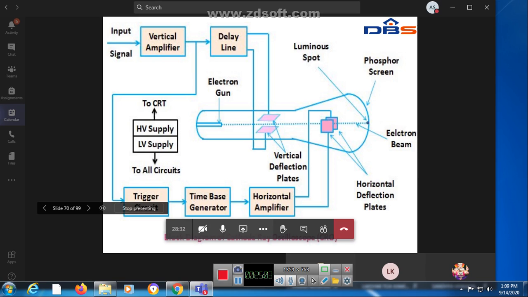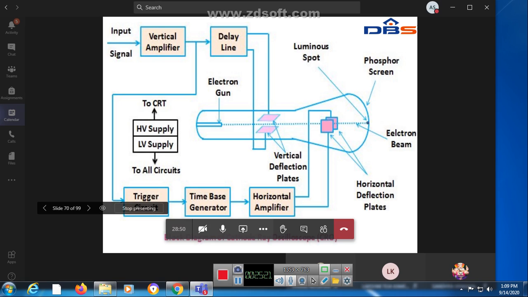This part is called the CRT. That means the total operation of the CRO is done in the CRT. That's why the CRT is called the heart of the CRO. The total signal is displayed here.